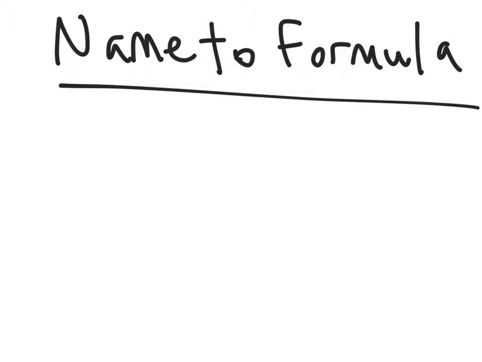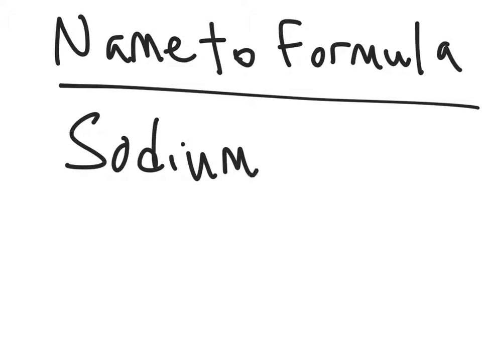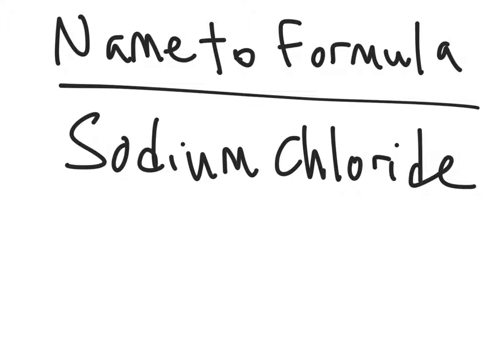All right, now, as we're doing this, we want to look at our name to formula. So let's go ahead with an easy one. I have sodium chloride. There's my name. Now, before I go name to formula, we need to figure out which type of compound this is. What are our two main types, RJ?